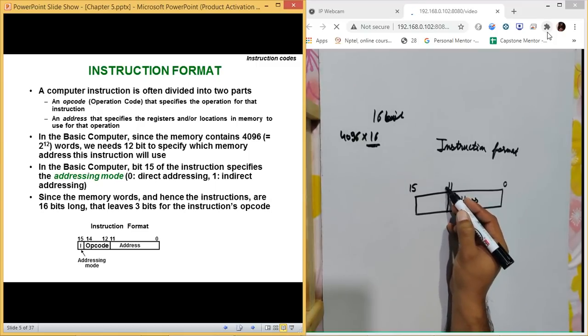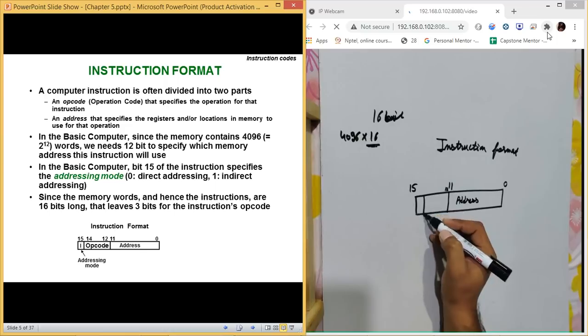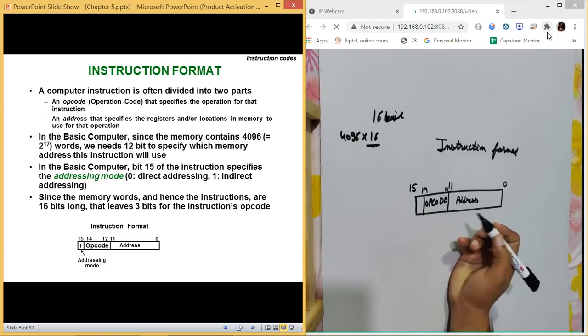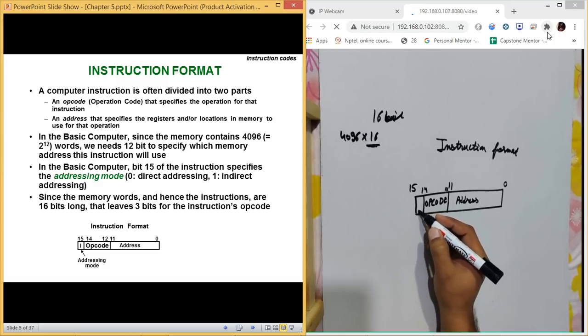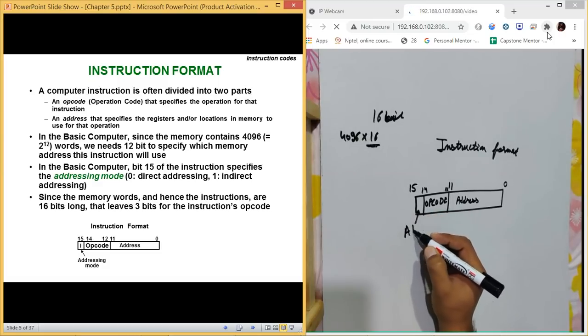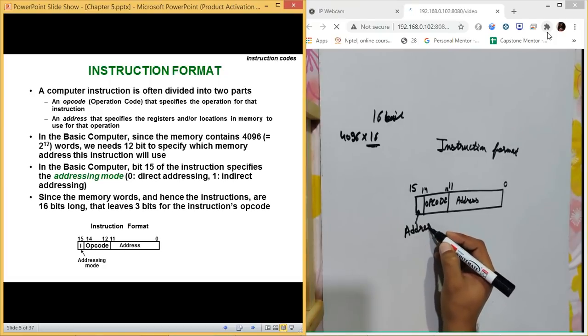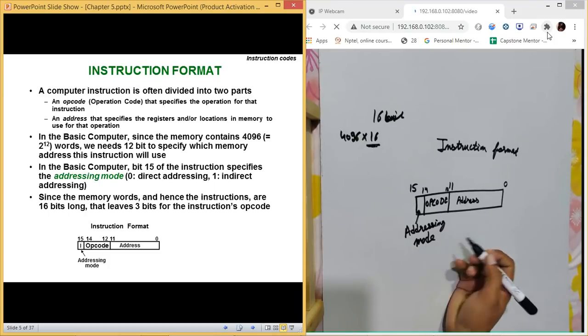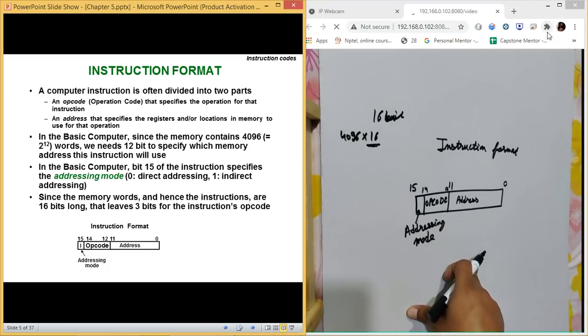Then starting from the 12th bit up to the 14th bit, there will be an opcode. And the last one which we have is the addressing mode. This thing is very important. You should be aware of what an instruction format is, and what the different parts of that instruction format are.